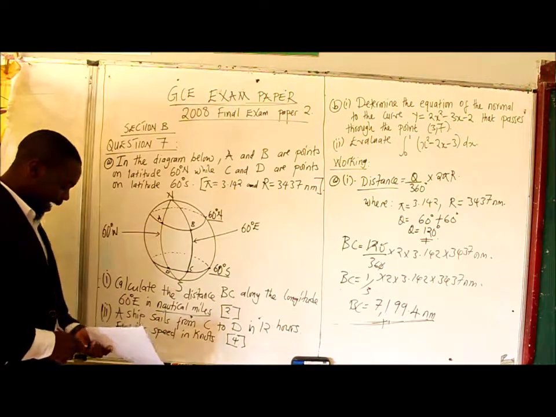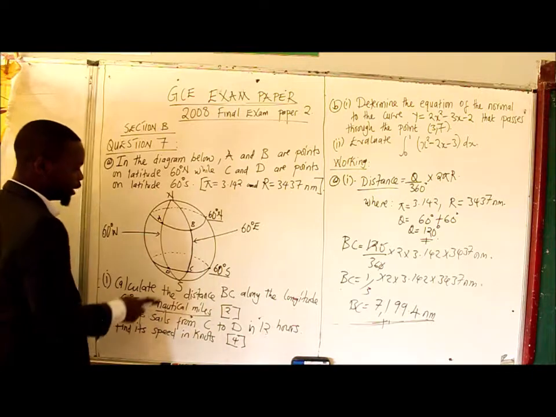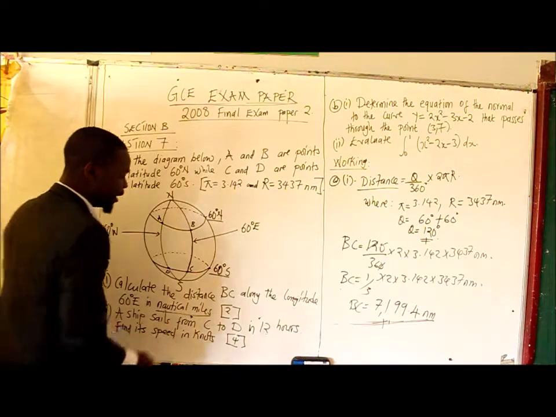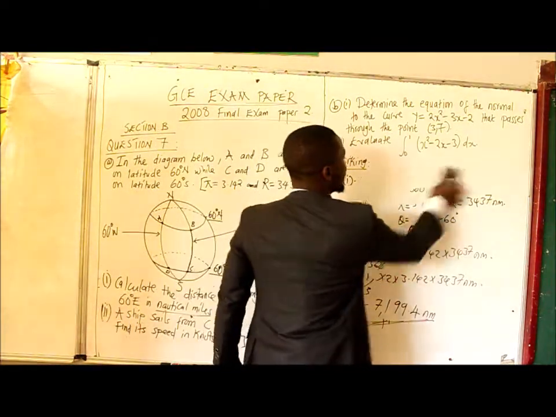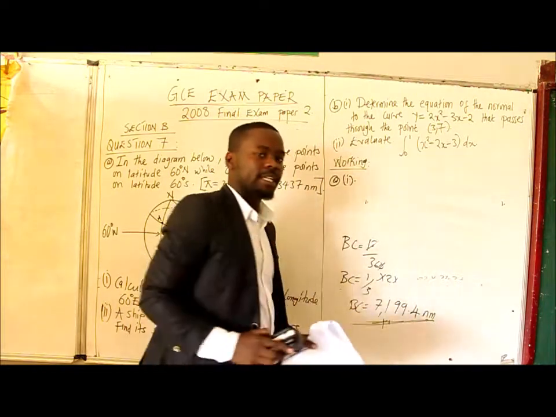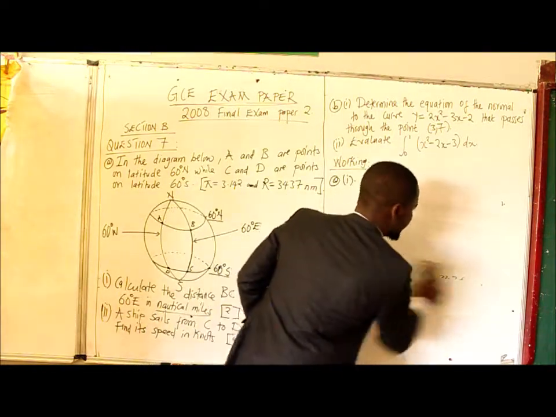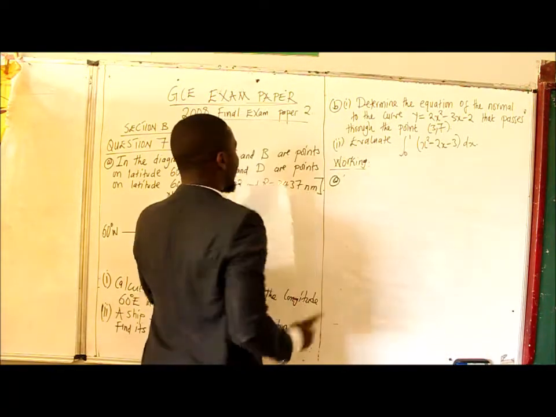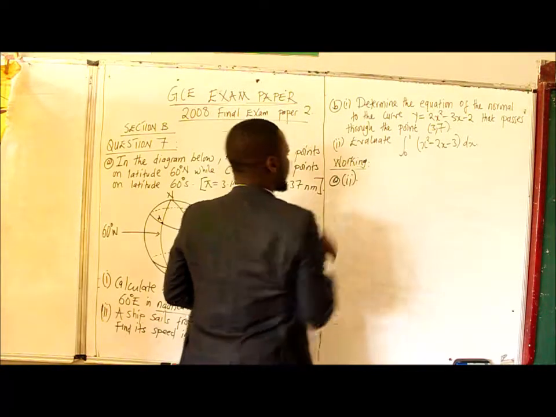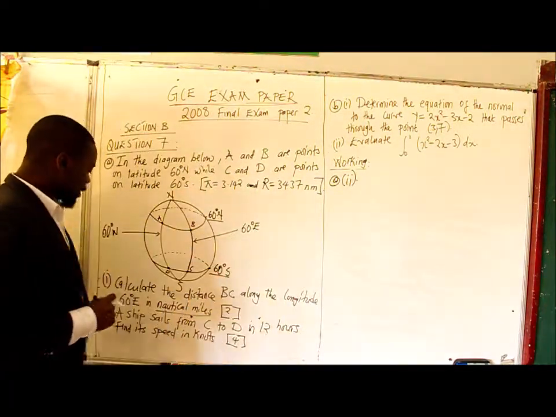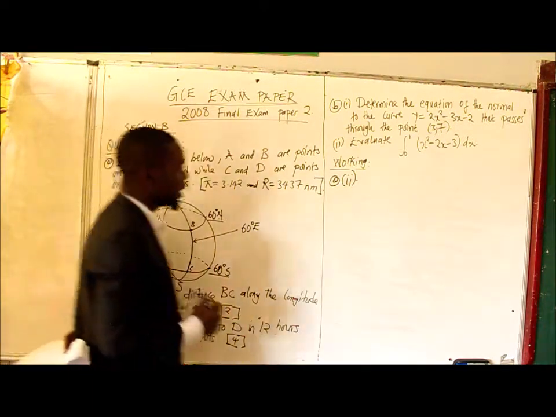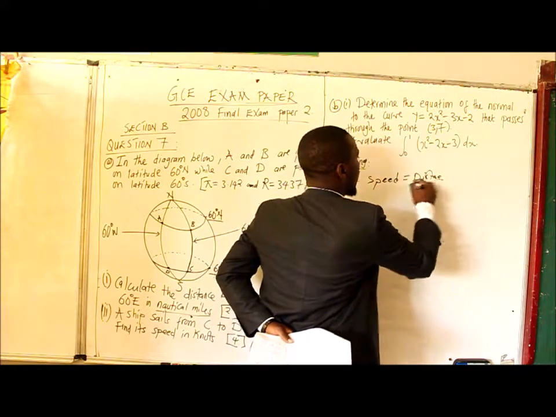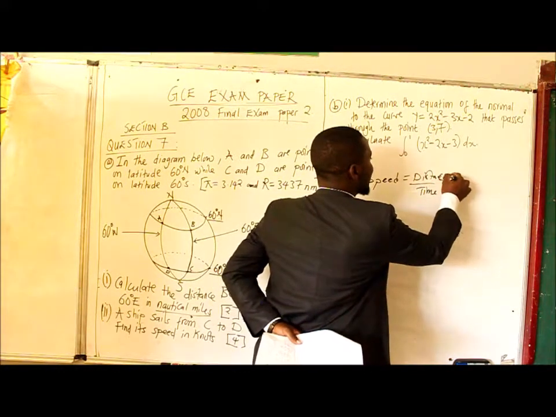Let's go to question 2. A2 is saying, a ship sails from C to D in 12 hours. Find its speed in nautical miles. This question is actually very, very simple. First thing, we know speed is equal to distance over time.